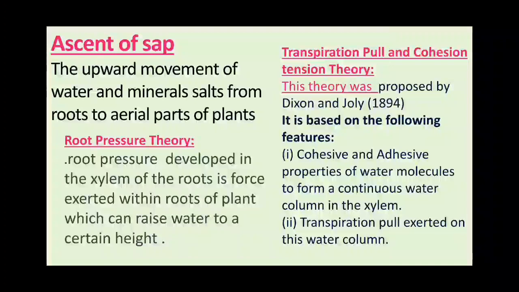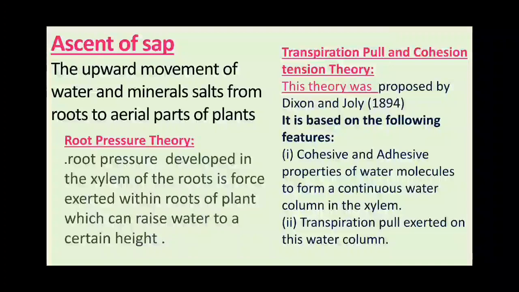So the ionic concentration increases inside the root and hence osmotic pressure increases the movement of water from soil into root, which occurs continuously. This is how water enters continuously into root xylem. Now, transpiration pull is exerted on this water column.